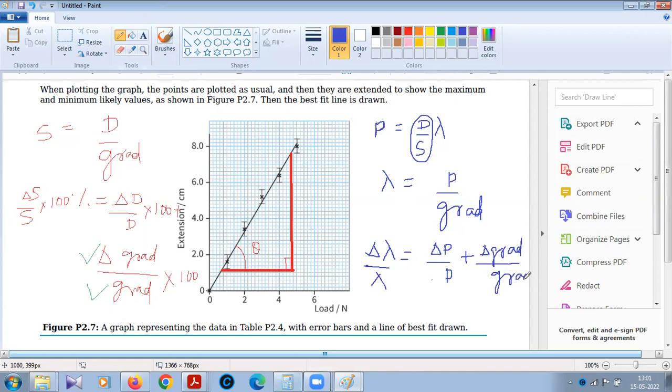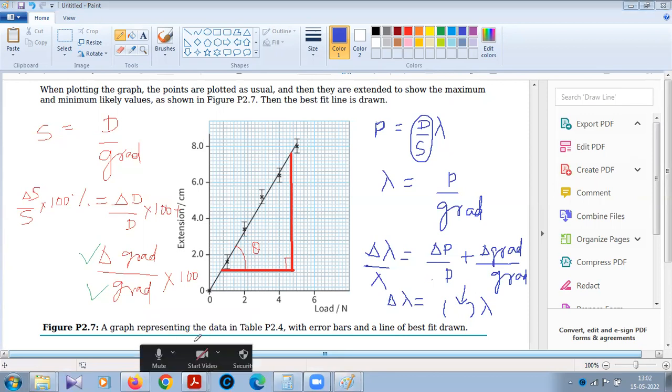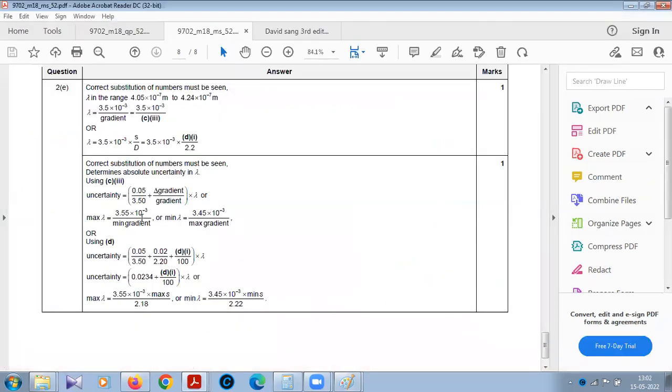So here they are asking for absolute uncertainty, not percentage. So you find out the right hand side, and then delta lambda will be equal to whatever value you get. That means this value, you have to multiply that with the lambda. So that will be the absolute uncertainty. See, like that they have done here.